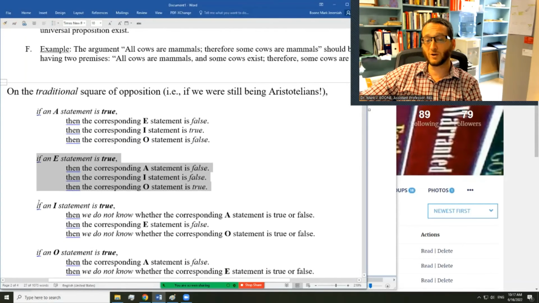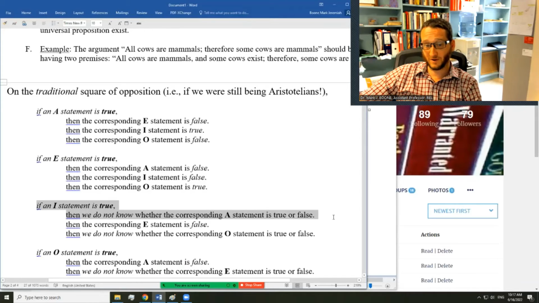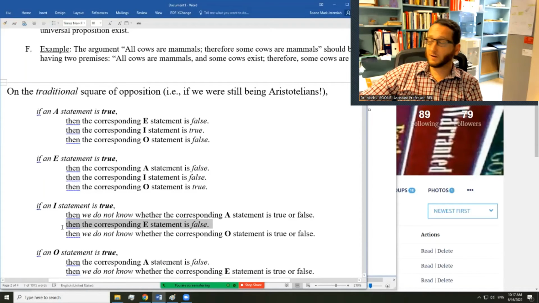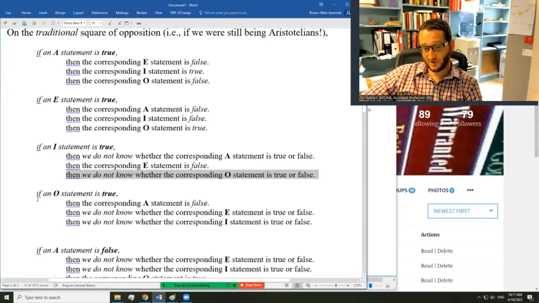If an I statement is true, we don't know whether the corresponding A statement is true or false, which means an inference from an I statement being true to anything about its corresponding A statement would be invalid. But if an I statement is true, its corresponding E statement is false, which would therefore be a valid inference from an I being true to an E being false. Since some guinea pigs are mammals, it is false that no guinea pigs are mammals. But if an I statement is true, we don't know whether the corresponding O statement is true or false, so such an inference would be invalid.